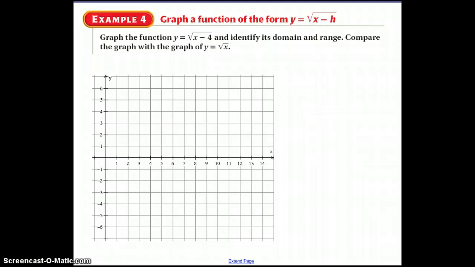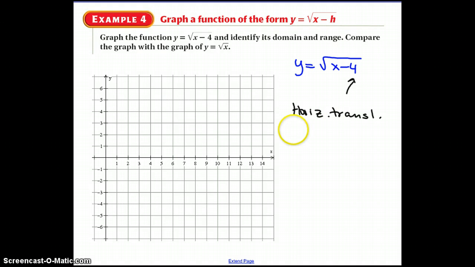Okay, so here's another example for us where we have a parent graph that is going to be shifted horizontally because of this minus 4, and when you shift horizontally, if it's minus 4, you actually shift to the right 4. So this is a horizontal shift, or horizontal translation. I'm going to be consistent, so we'll use the word translation again. Translation, right 4. So I'm going to graph our parent graph just to have it in front of us.